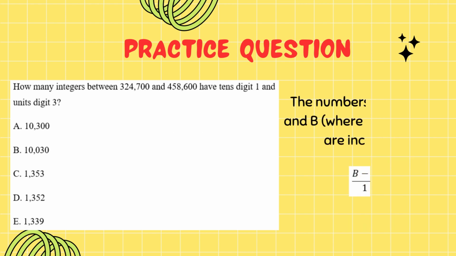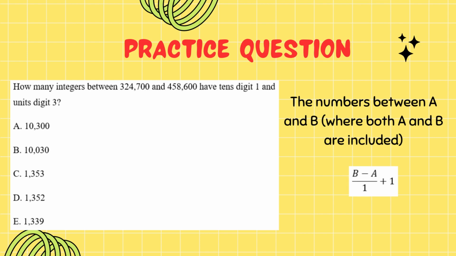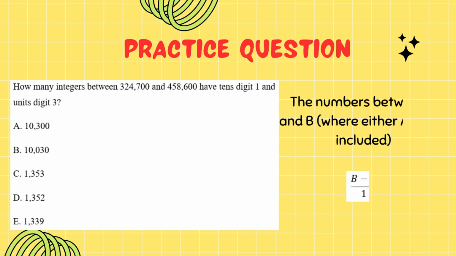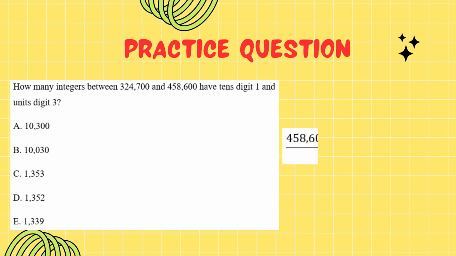So this is a formula which we are going to use here. The numbers between A and B, when both A and B are included, is this. Similarly, the numbers between A and B, where both A and B are excluded, is equal to this. And the numbers between A and B, when either A or B is included, is equal to this. So using this pattern, the number of hundreds between these two numbers can be calculated by using this formula.